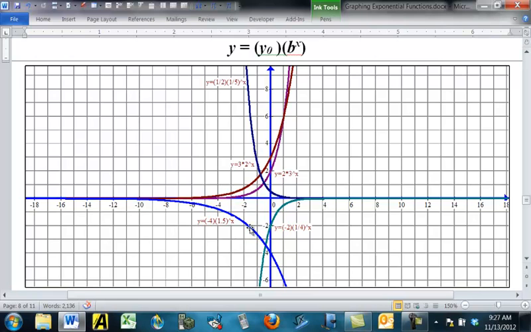Notice every time you go to the left one, you're going to be multiplying by the reciprocal of 1.5. Remember, 1.5 again is 3/2, so the reciprocal is 2/3. So we go to the right one, we're going to multiply by 3/2. We go to the left one, we're going to be multiplying by 2/3. And that's going to get closer and closer to the asymptote on the left. So notice in both cases where the coefficient was negative, you're down here in the third and fourth quadrants below the asymptote, which is the x-axis.